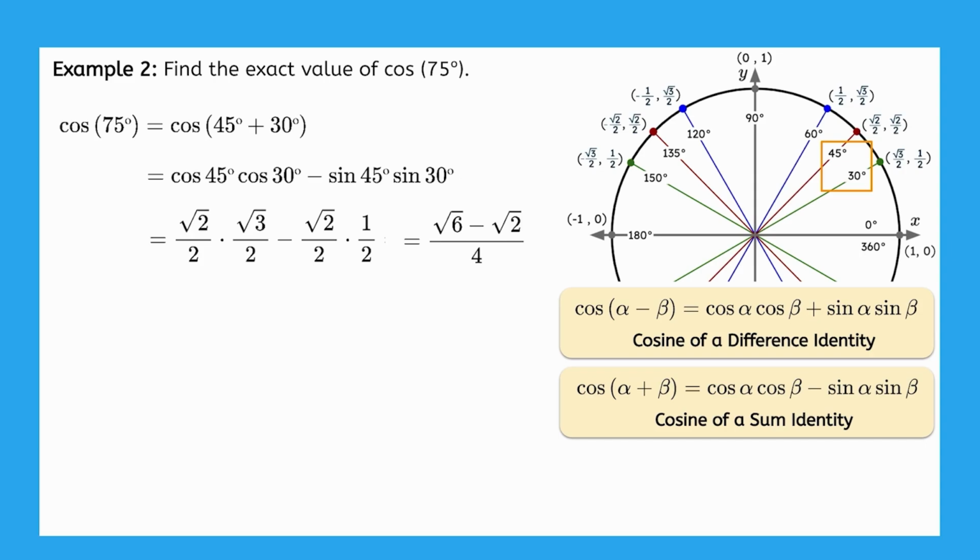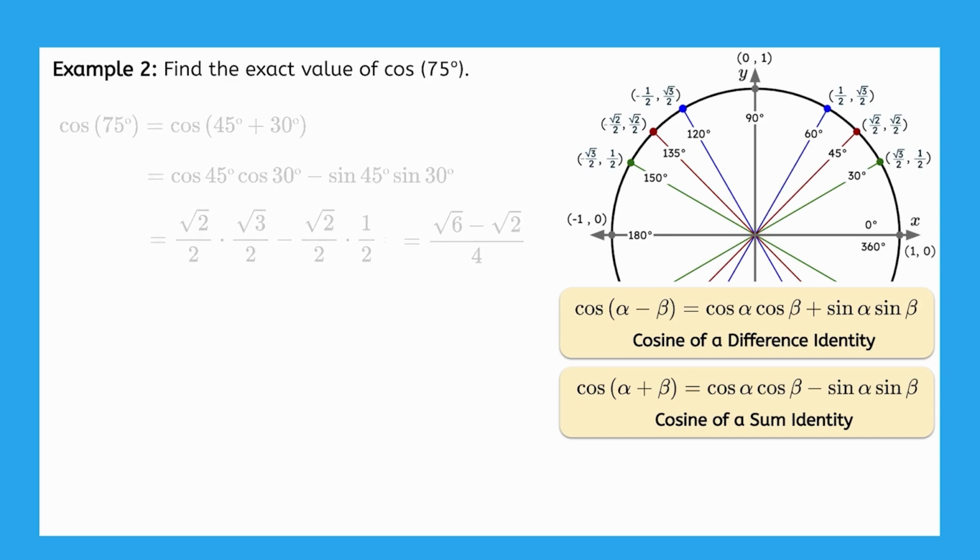Would this be the only combination that works? Let's look for a different one to see what happens. Maybe we can now look for two special angles that subtract to 75. What could these be? An option would be 120 and 45, since 120 minus 45 is 75.